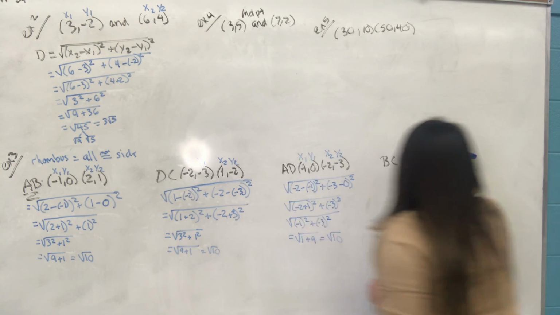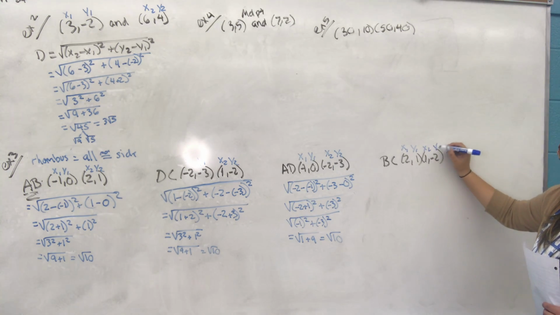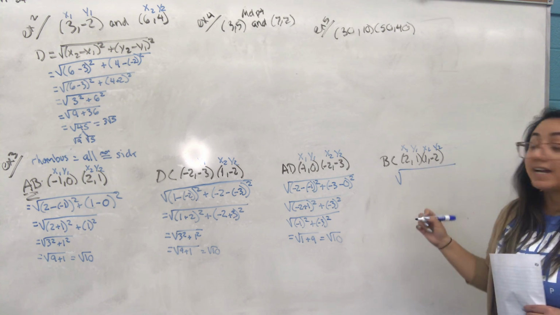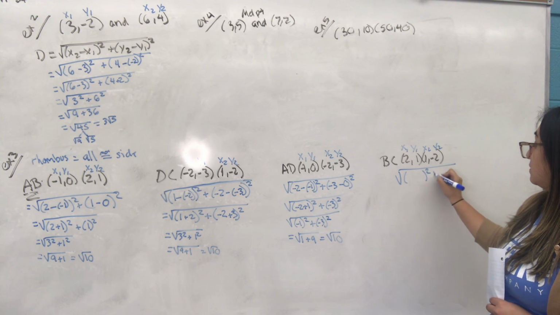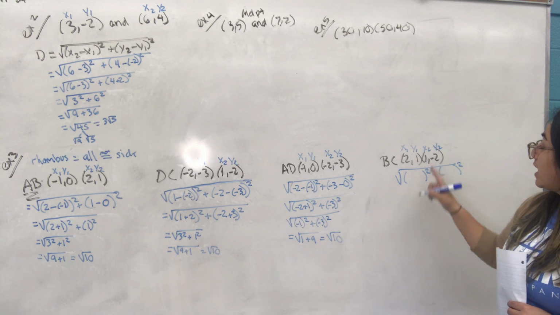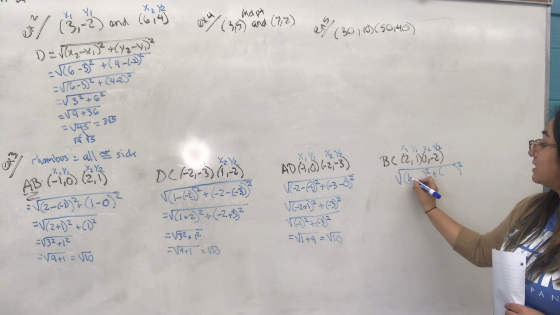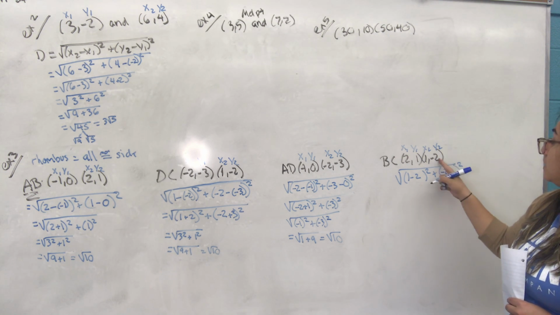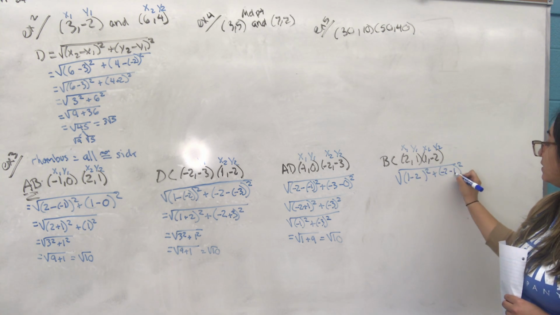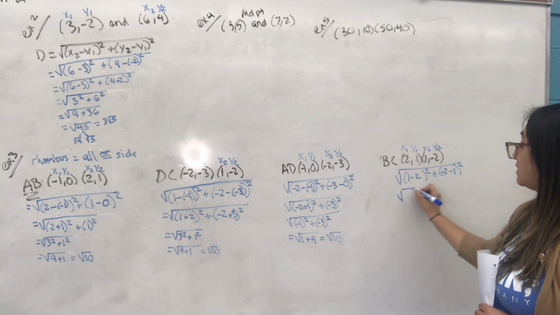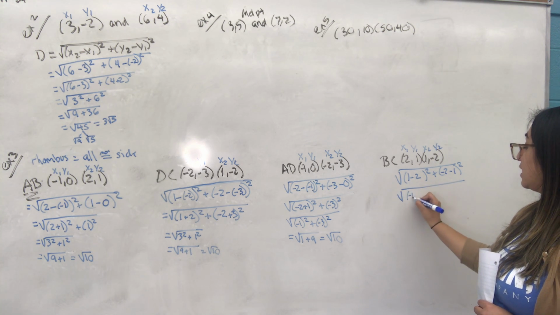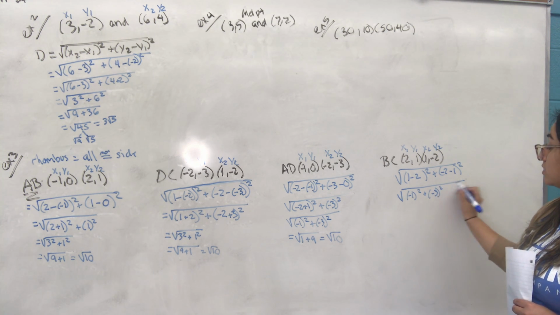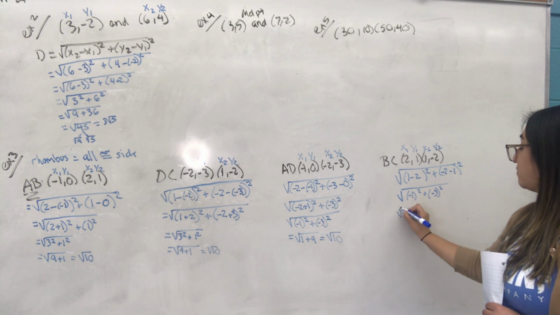x1, y1, x2, y2. I apply the formula again, the 4th time: x2, 1 minus x1 squared plus y2 minus y1. Go ahead and simplify that. 1 minus 2 is negative 1 squared, plus negative 2 minus 1 is negative 3 squared. Go ahead and simplify that even more.